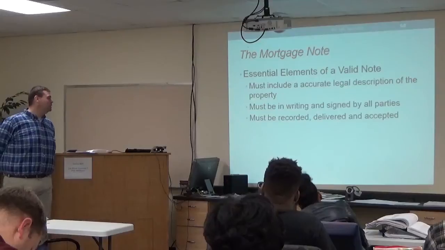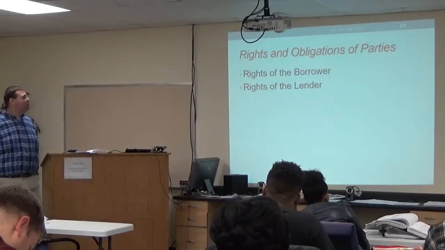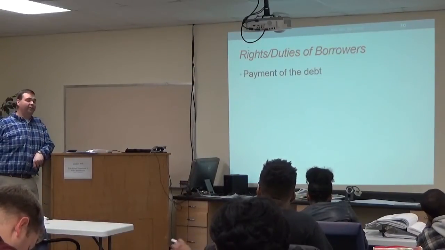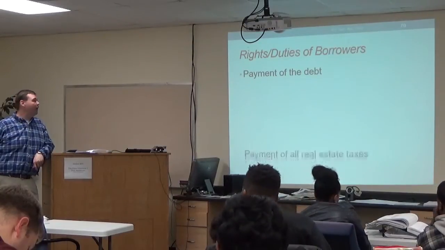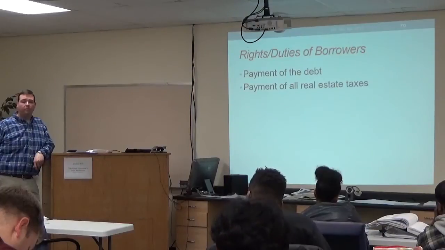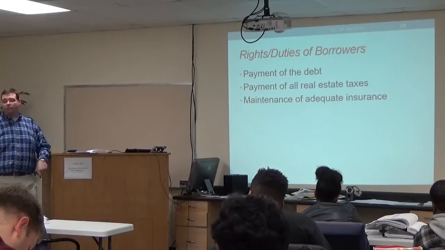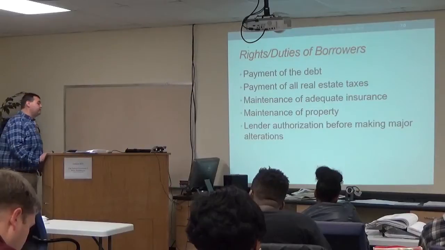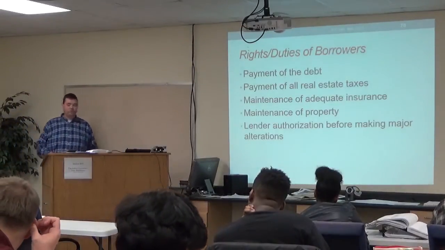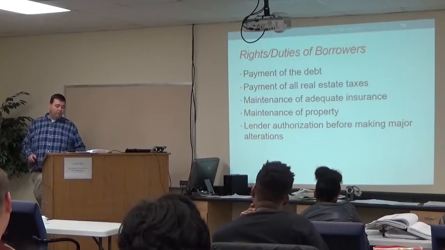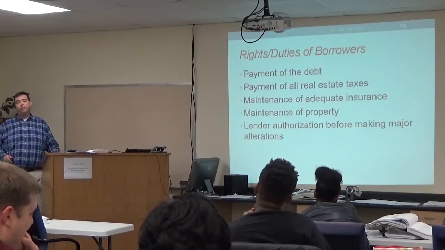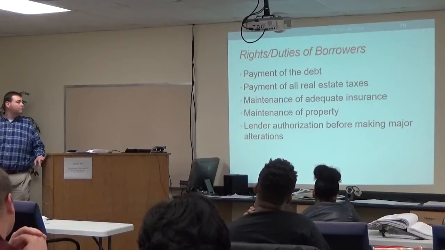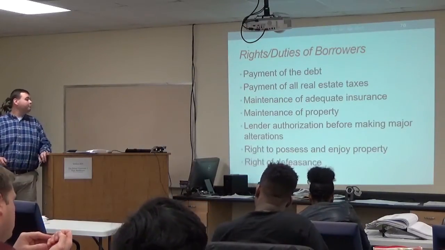We already talked about essential elements of a note. We already talked about rights of borrowers and lenders. All right, so what rights do borrowers have, and duties? Pay the debt. That's the big one. Make the payment. Pay the taxes on the property. Maintain insurance on the property. And maintain the property itself. Those are all things that the borrower must do. Now, we also say that we should get lender authorization for making major alterations, but I don't know anybody that does. I've never seen that actually happen in the real world. I don't know of anybody that calls their bank and says, hey, I'm thinking about adding on to my house. And it gives them the right to possess the property.